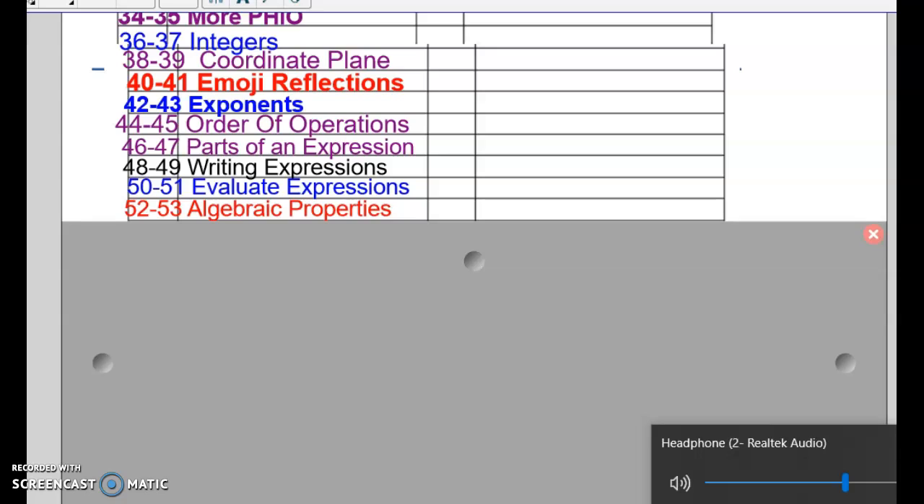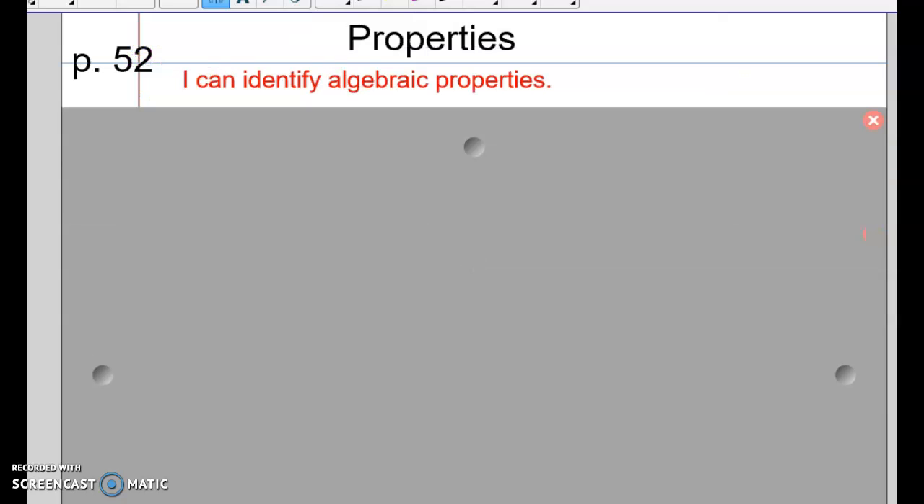Now that you've labeled your table of contents, I would like for you to turn to your next 2 blank notebook pages. And the notebook page on the left should say, page 52 is the page number, the title is Properties, and the I can statement is I can identify algebraic properties. So if you will pause your video and label page 52.